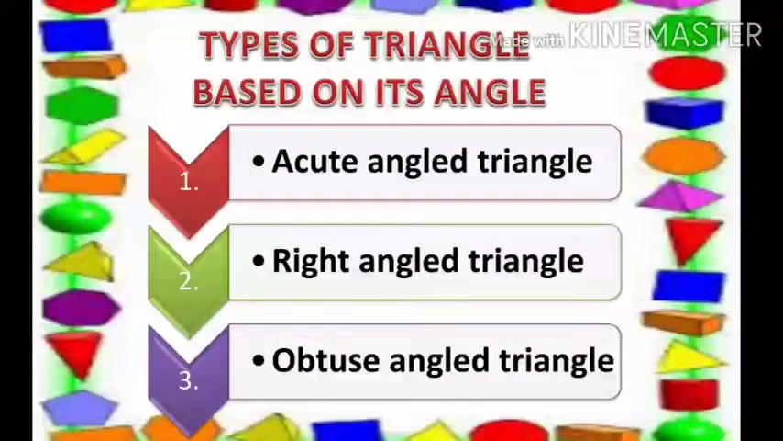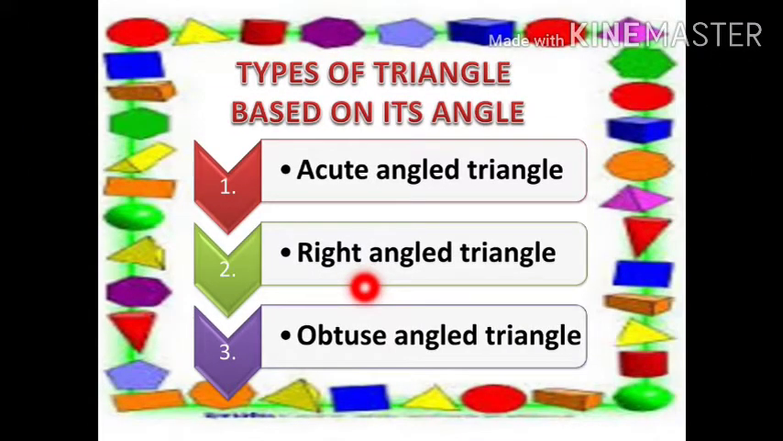Now let's see the types of triangle based on its angle: acute angled triangle, right angled triangle and obtuse angled triangle. An acute angled triangle means all three angles of the triangle are acute angles, and each lies between 0 degree and 90 degree. Right angled triangle: if an angle of a triangle is a right angle, one of the angles is 90 degree. Obtuse angled triangle: if an angle of a triangle is an obtuse angle, it lies between 90 degree and 180 degree.